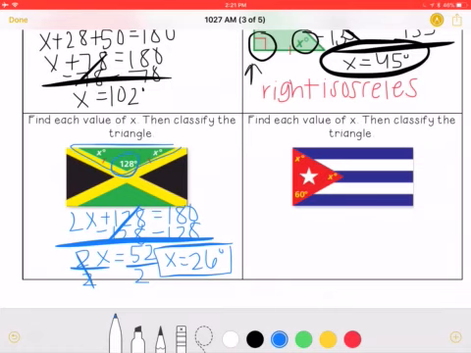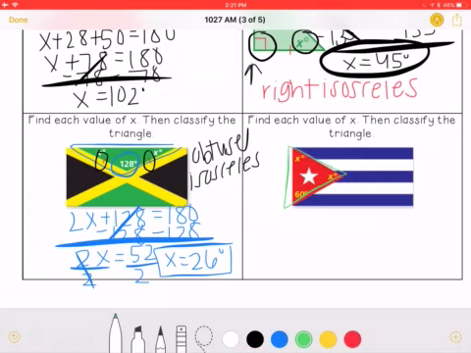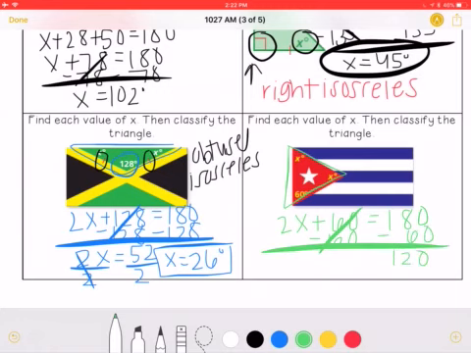I'm noticing that this is an obtuse angle, so I'm going to classify this triangle as an obtuse, 2 congruent sides, so an obtuse isosceles. And my last triangle here is this red triangle within this flag. I see X and X, that gives me 2X plus 60 should all equal 180 degrees. Solving for X, divide 120 by 2, I get X to equal 60 degrees.